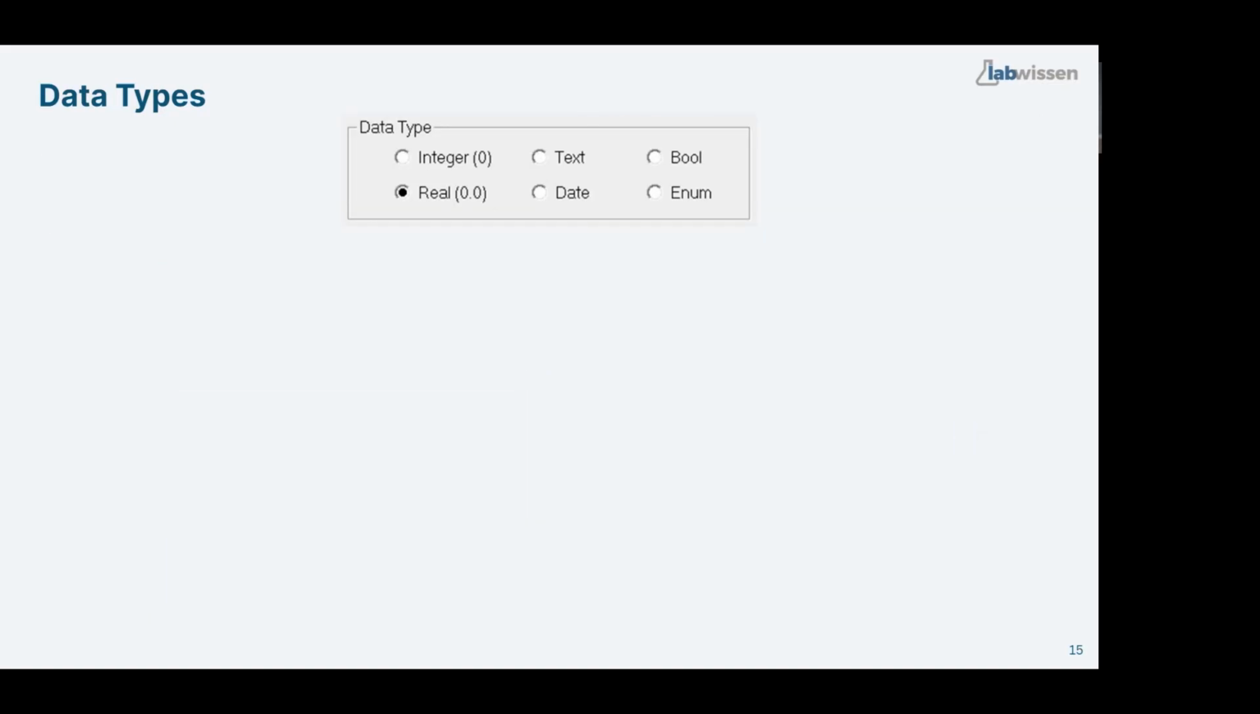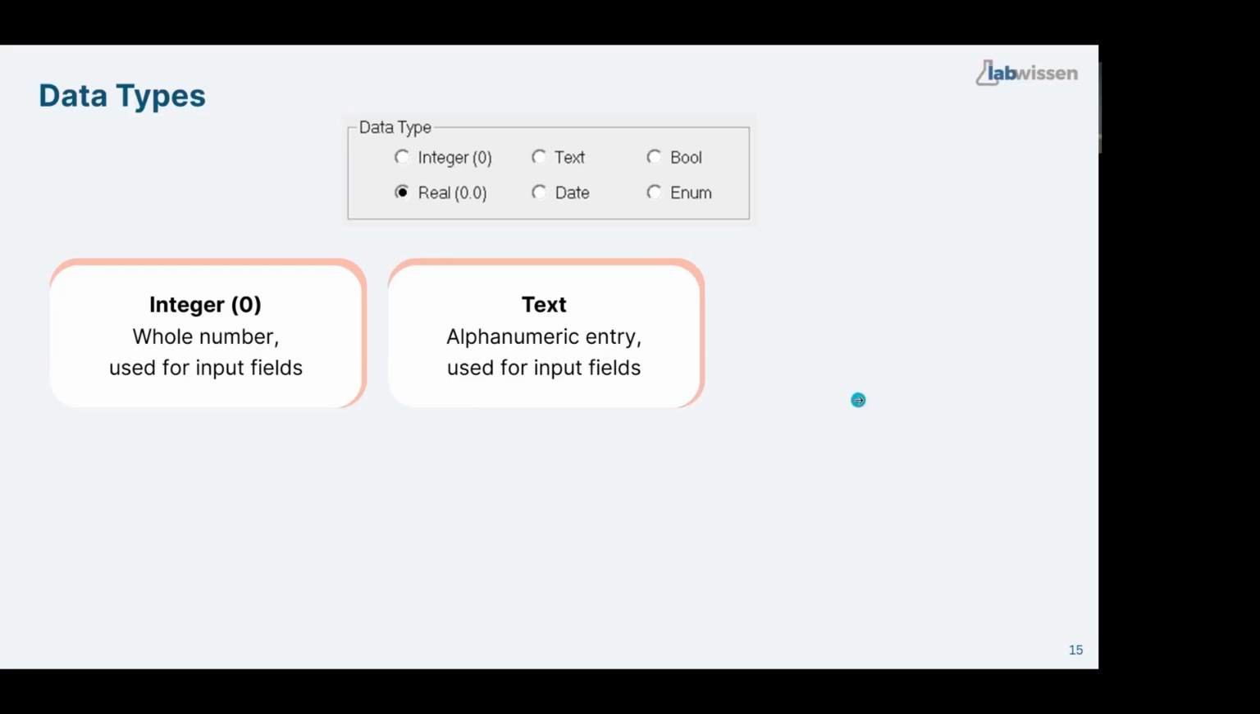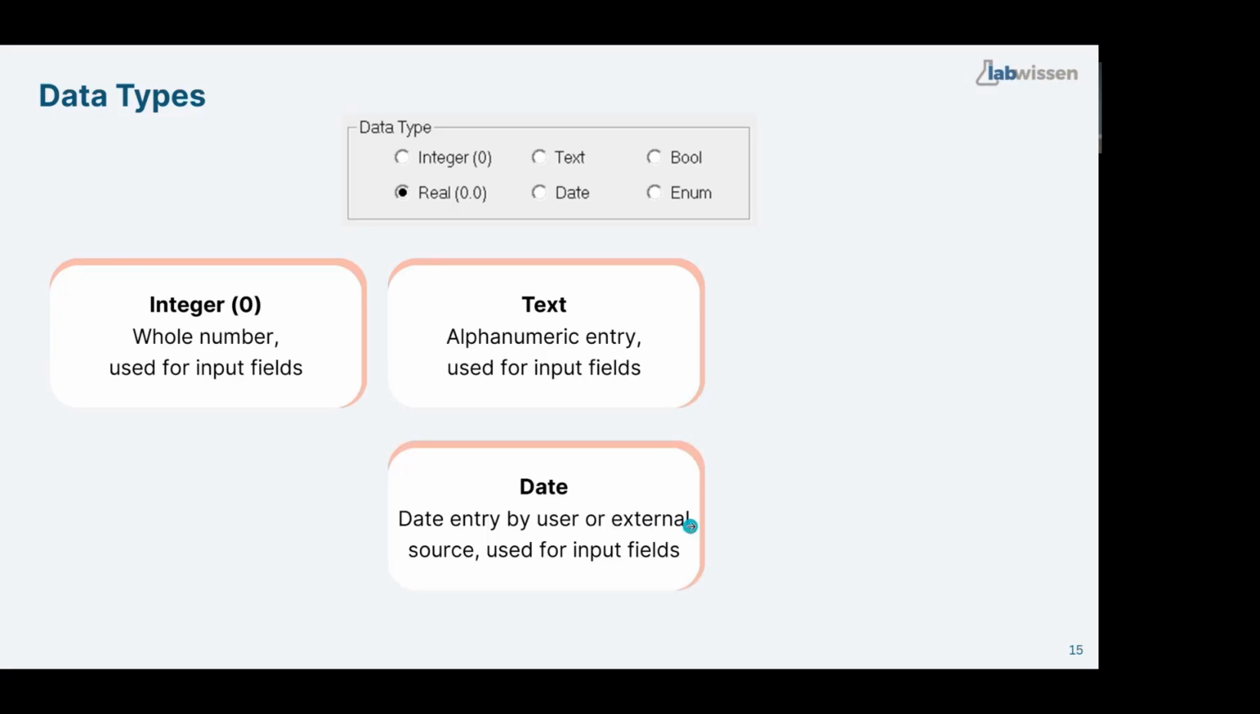So now let's go to the data types. We also have 6 of them. Integer, used mostly for the input fields. It's a whole number, without any decimals. Text, used for comments normally. It's an alphanumeric entry, used for input fields. Date, that is a date entry by user or external source, used for input fields.